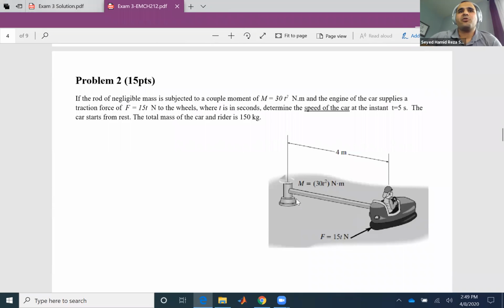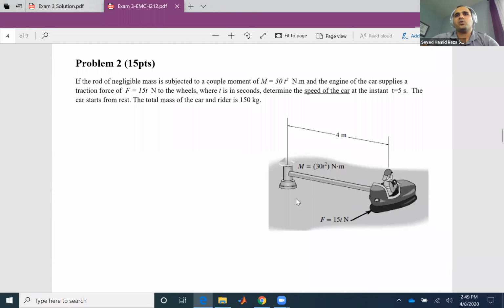Problem 2: if the rod of negligible mass is subjected to a couple moment of 30 t squared and the engine of the car supplies a traction force of 15 t to the wheels, where t is in seconds, determine the speed of the car at the instant 5 seconds. The car starts from rest. The total mass of the car and rider is 150 kilograms.